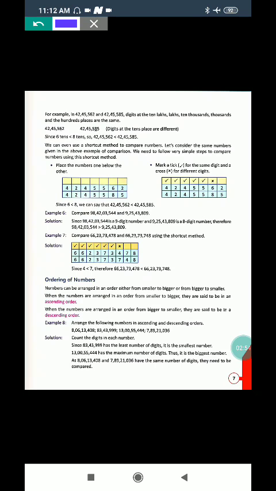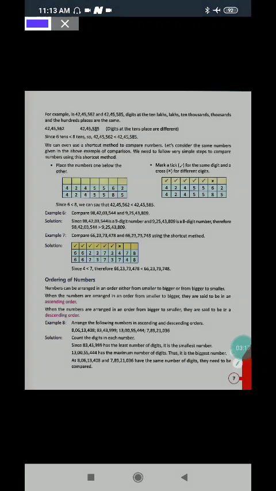Again we will take another example. Compare 66,23,73,478 and 66,23,73,748 using the shortcut method. So we have to put the numbers in a table like this, and we will get the result.